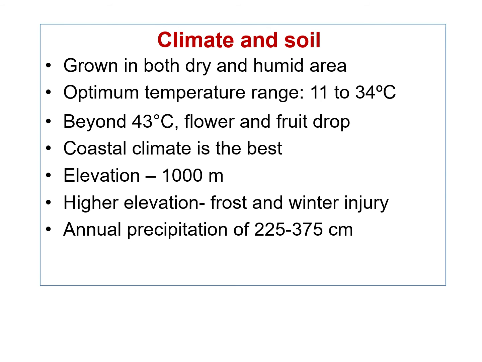Coming to the climate and soil, sapota is grown both in dry and humid areas, and the optimum temperature range is 11 to 34 degrees Celsius. If the temperature is above 43 degrees Celsius, flower and fruit drop is observed. Coastal climate is best for the cultivation of sapota. It can be grown up to 1000 meters above mean sea level, and at higher elevation there will be chances of frost and winter injury. It requires an annual precipitation of 225 to 375 centimeter.